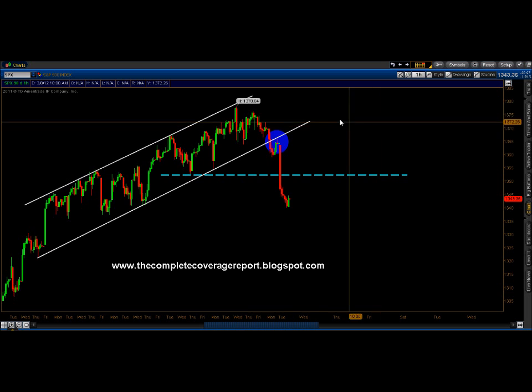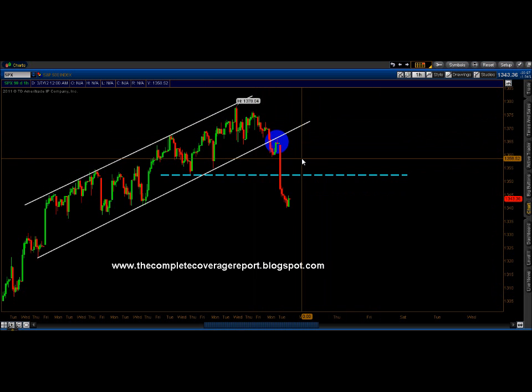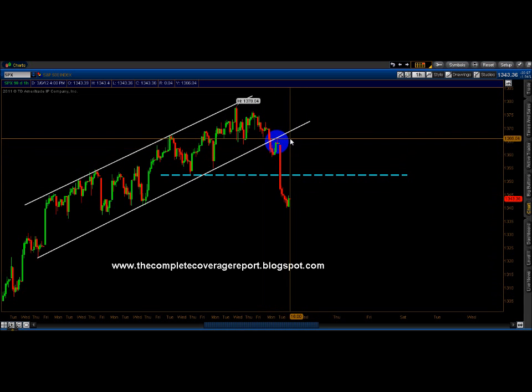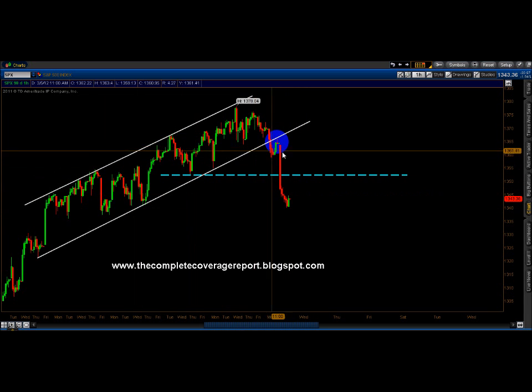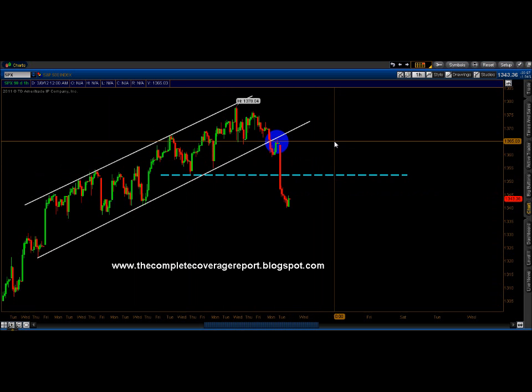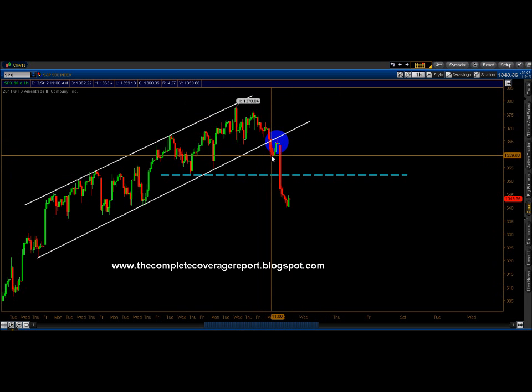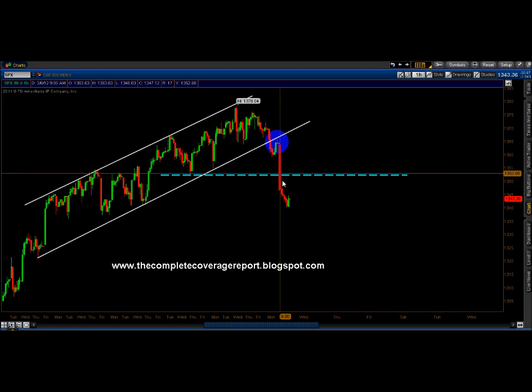and we now have that. And one other thing that I also wanted to point out is that we were not sure if this was a back test of this channel that we had, and now we found out today that it clearly was, and that this first move was the start of something much larger.